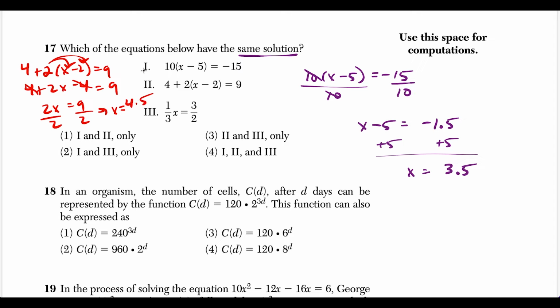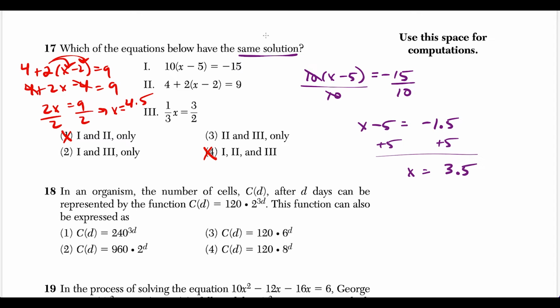So right away we can see these two are not equal. So 1 and 2 we could eliminate like this. 1, 2, and 3 could also be eliminated. So now the $1,000,000 question is, is 1 equal to 3, or are 2 and 3 going to be equal to each other in terms of having the same solution?